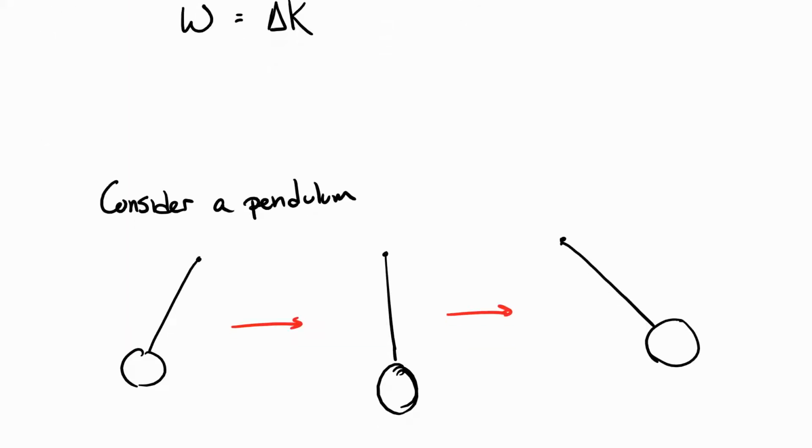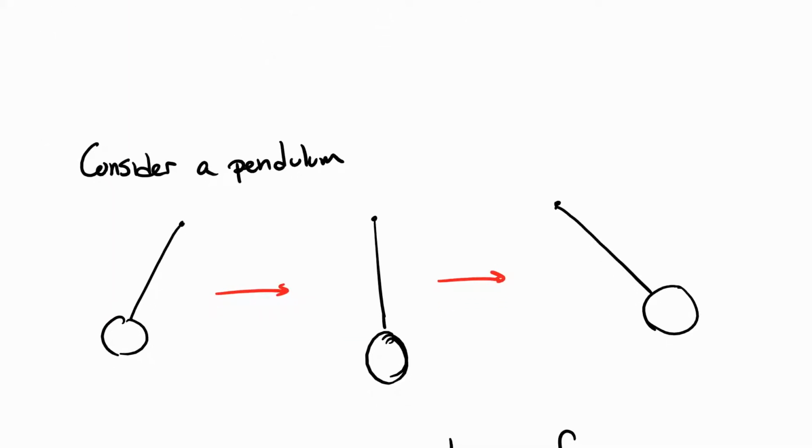So consider for a moment a pendulum. This pendulum can start elevated. We can have work done on it. So gravity does work, and it winds up speeding up. So we have some kinetic energy. And then gravity does negative work, so it slows down.